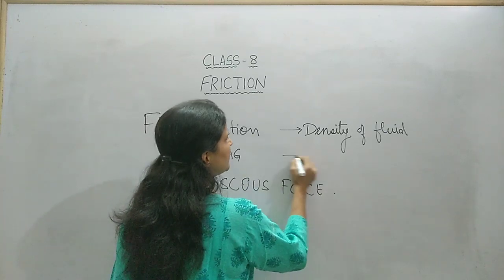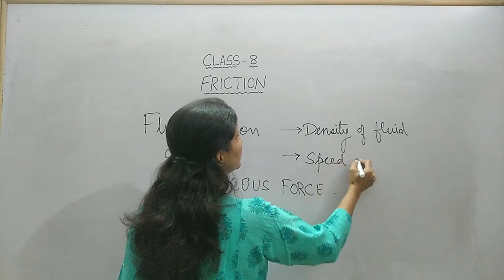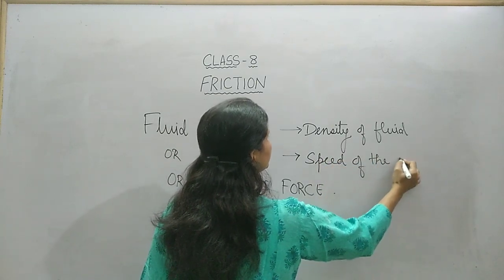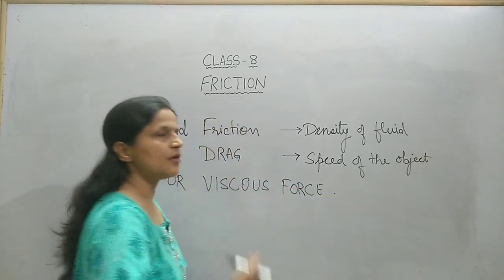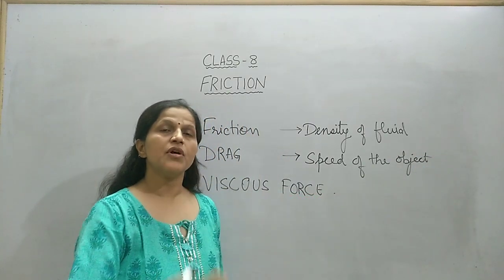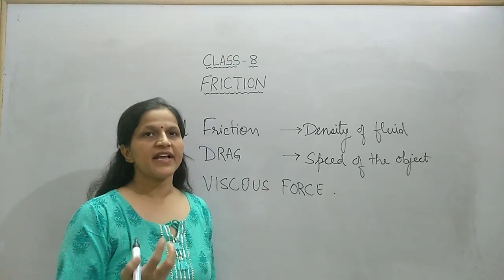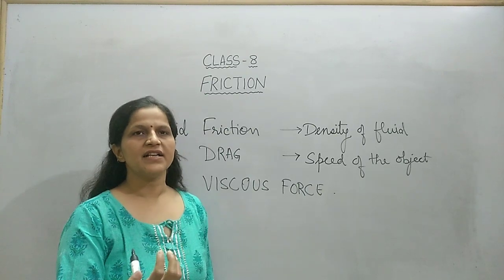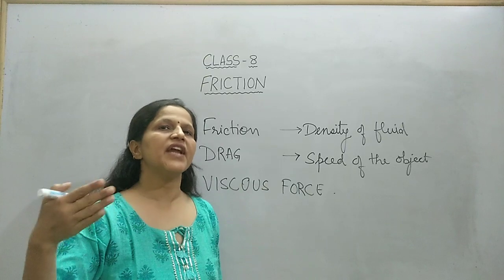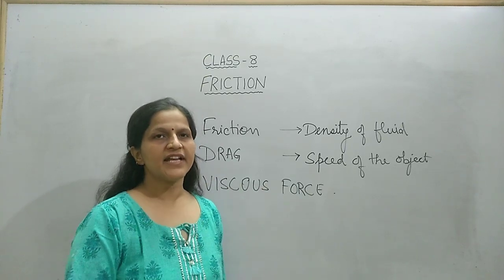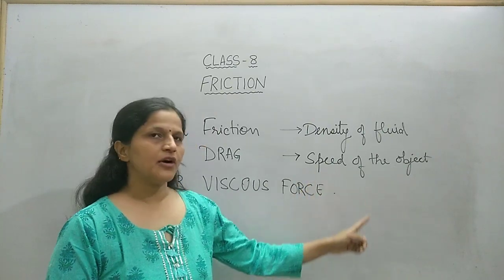The second factor on which it depends is the speed of the object. Faster the object moves, more will be the drag on it. For example, if you compare the drag experienced by a bicycle and a similar dimension motorbike which is moving at a faster speed, the drag experienced by the motorbike will be more. So it depends upon the speed of the object also.